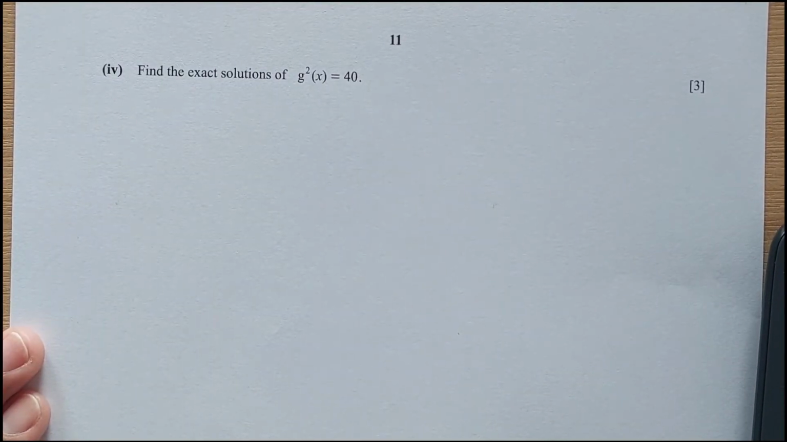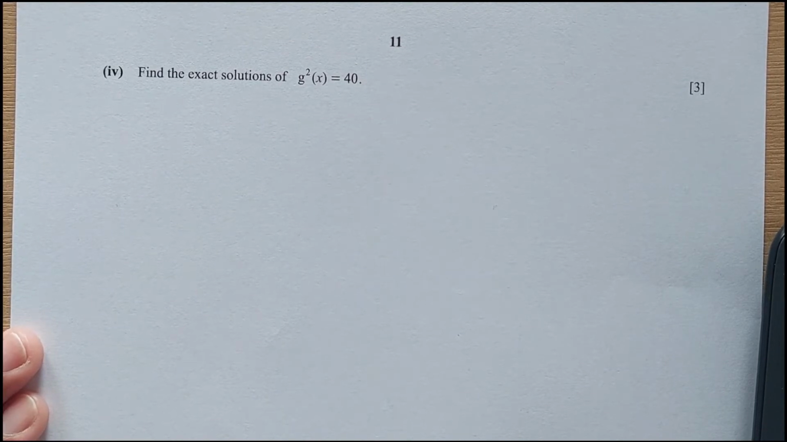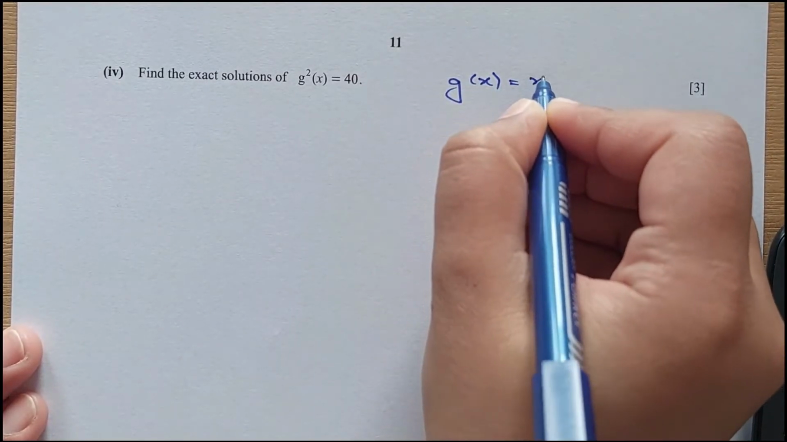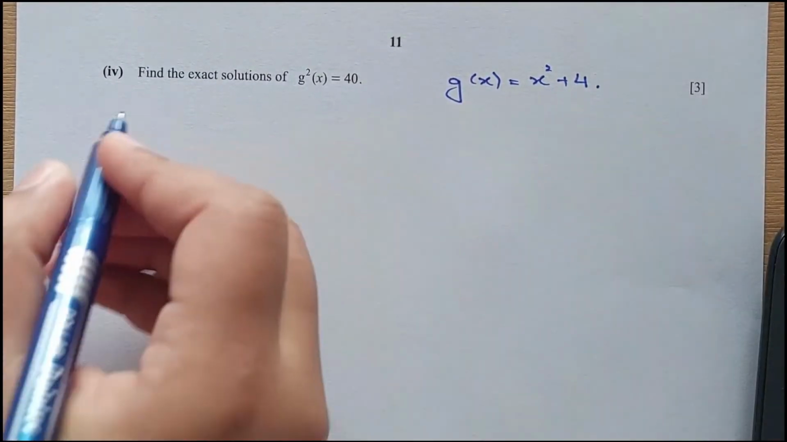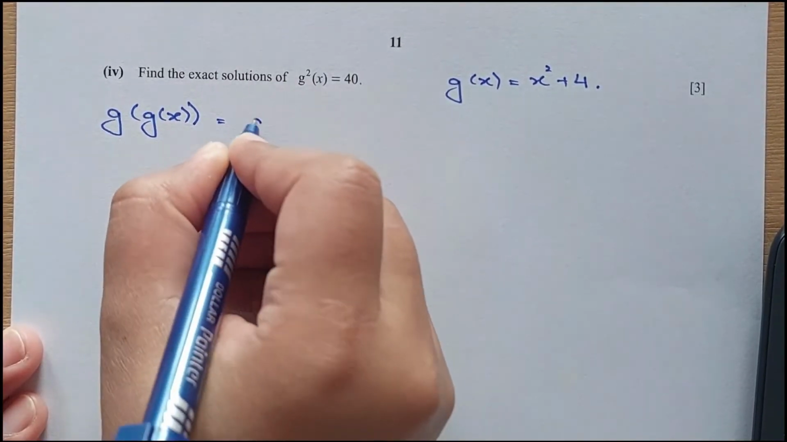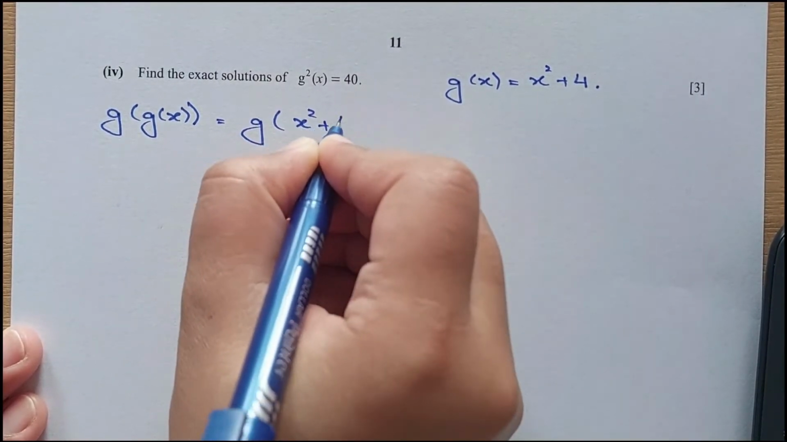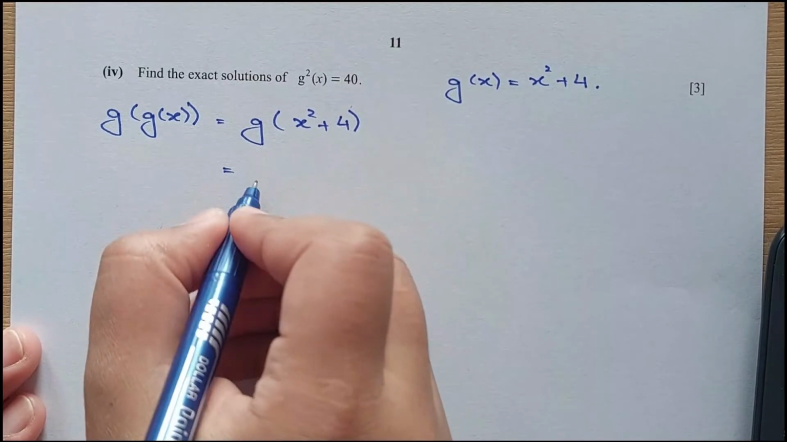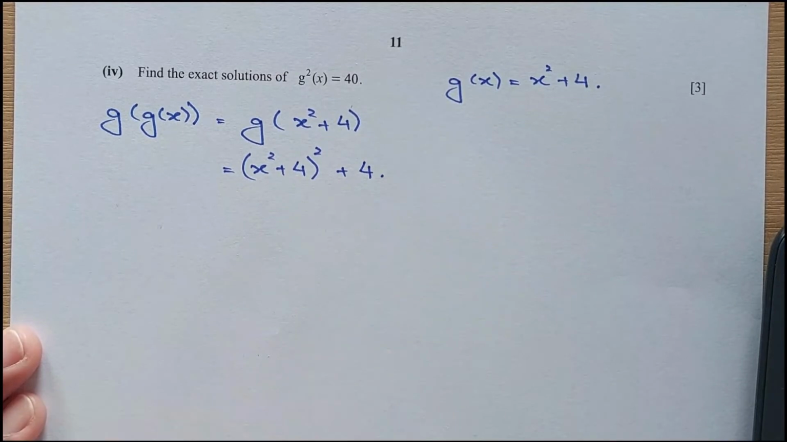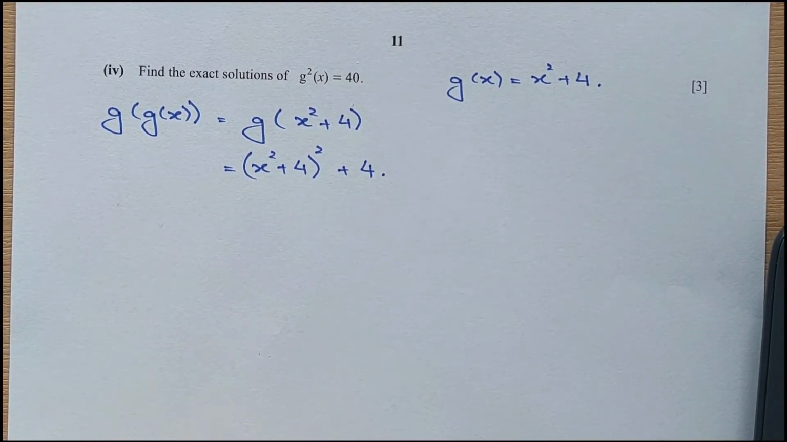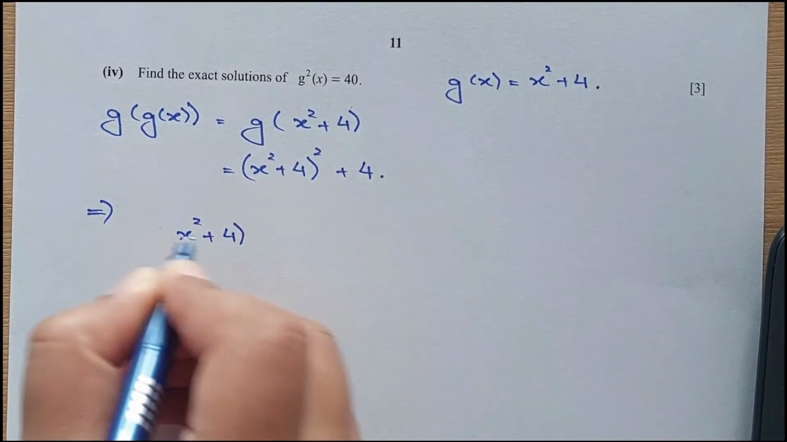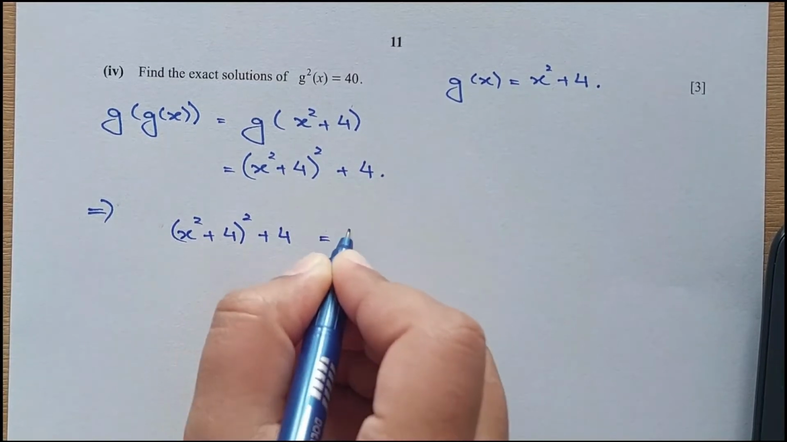Now for part 4, find the exact solutions of g square of x equals 40. g of x we have given in the previous part is x square plus 4. g square of x means g composition g of x. So g of g of x: g of x is x square plus 4, and again g of this is (x square plus 4) whole square, and then plus 4, right? Okay, now we have to put this equal to 40. So we can say (x square plus 4) whole square plus 4 equals 40.